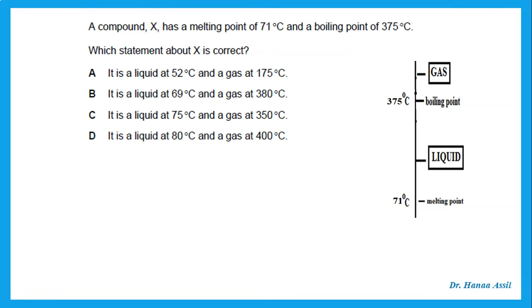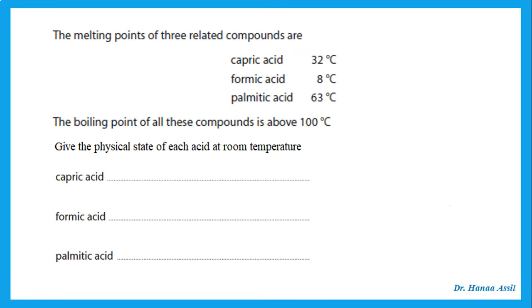Now, the next choice says it's a liquid at 69. No, it has to be a liquid above 71. So if he says it's a liquid at 75 or at 80, that is correct. So my answer is C or D. Now, in order to be a gas, it has to be above 375. So that means my answer is D.